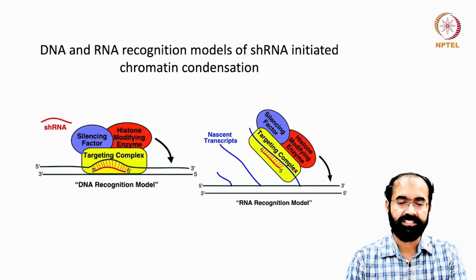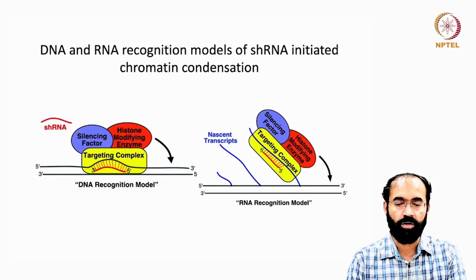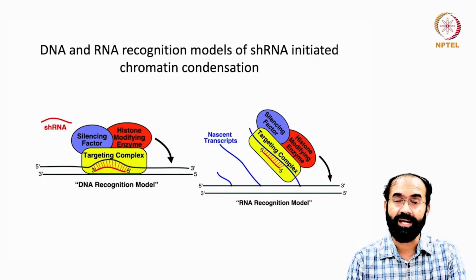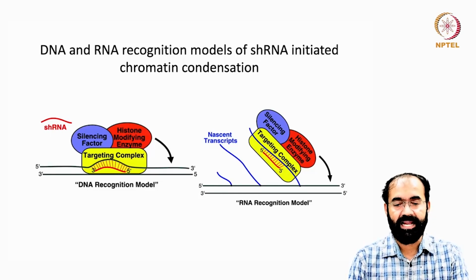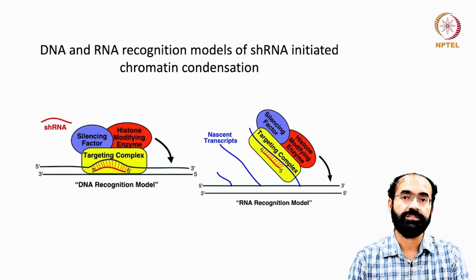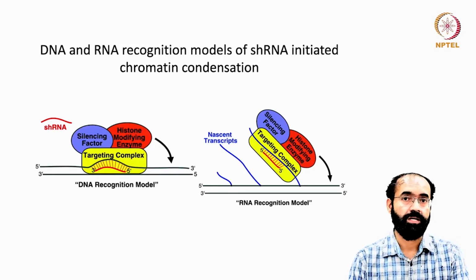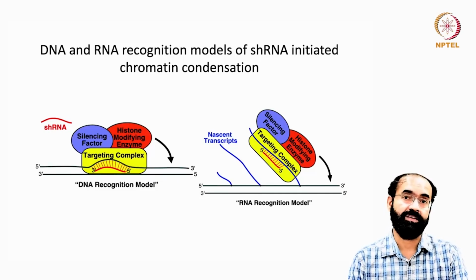And in the RNA recognition model, a similar thing is happening, but instead of binding onto the DNA, it is binding onto the newly formed RNA, which is not completed. It's a nascent transcript, getting longer and longer. And once this region is exposed, this shRNA will come and pair onto the newly formed RNA, and it will again bring the silencing factors and histone modifying enzymes and cause the spreading of these silencing events across the neighborhood, not the entire chromosome. It is only in the neighborhood, and makes sure that this gene is never expressed.